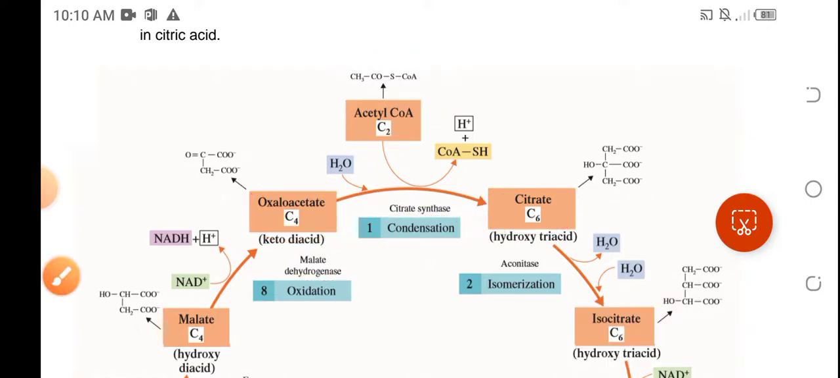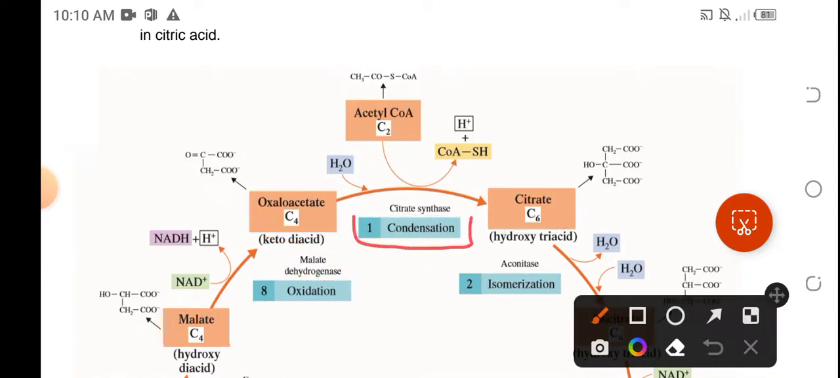Okay? So, isa-isahin natin tong condensation reaction. The first reaction needs an oxaloacetate, which contains 4 carbon atoms, and oxaloacetate is considered to be a ketodiacid kasi nga it's a ketone. So, ito yung ketone group niya, and diacid because it has carboxylic groups there. And of course, kailangan din ng water. So, papasok yan dun during the condensation reaction.